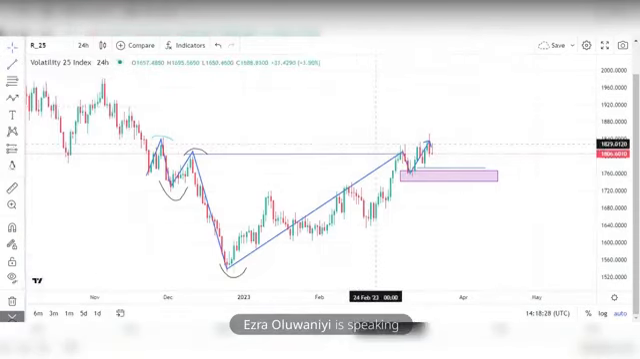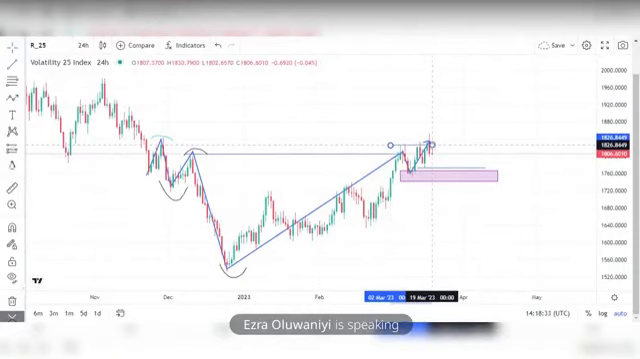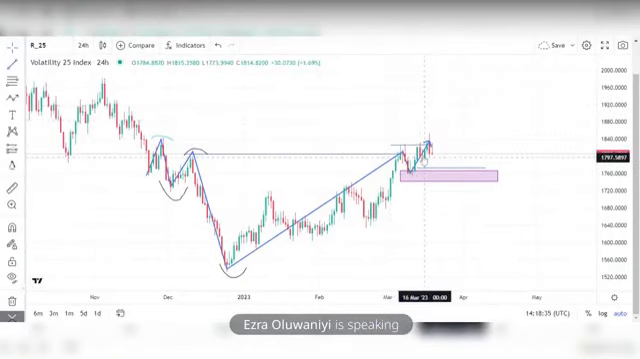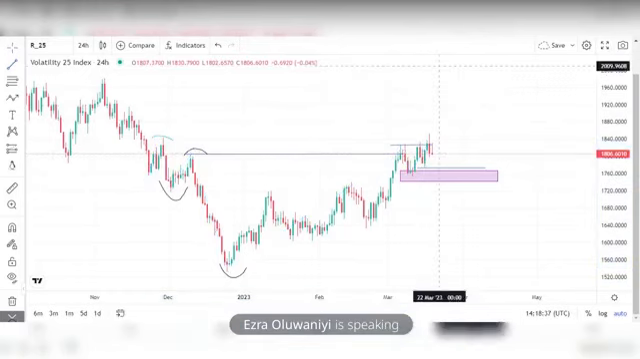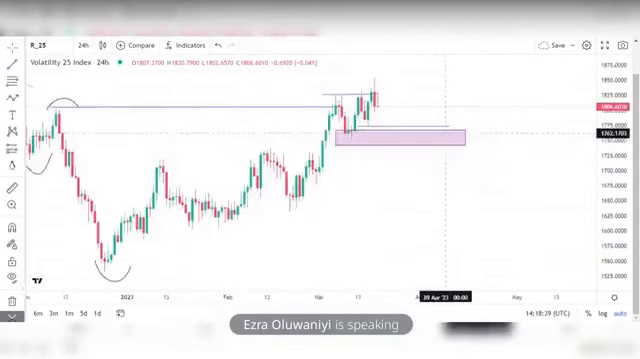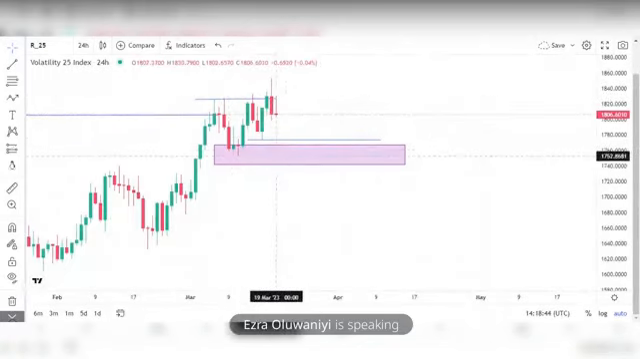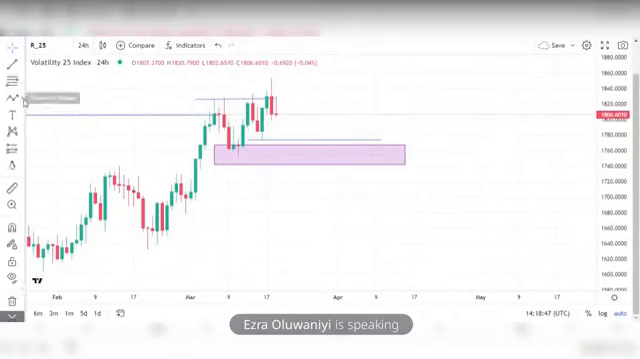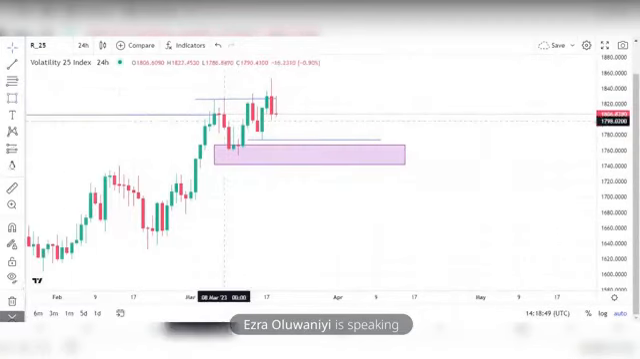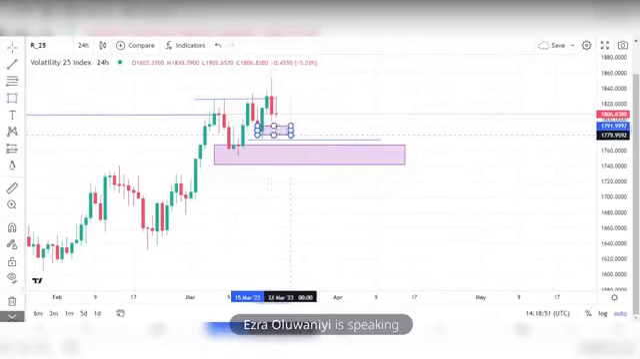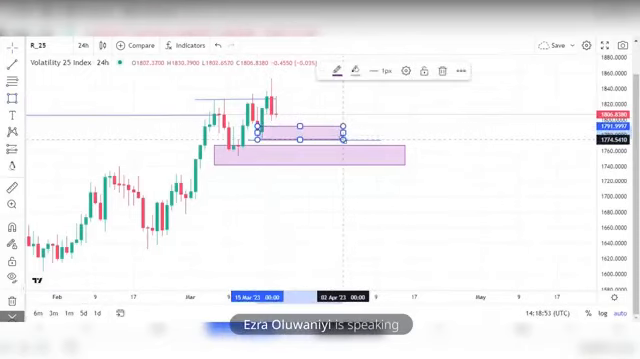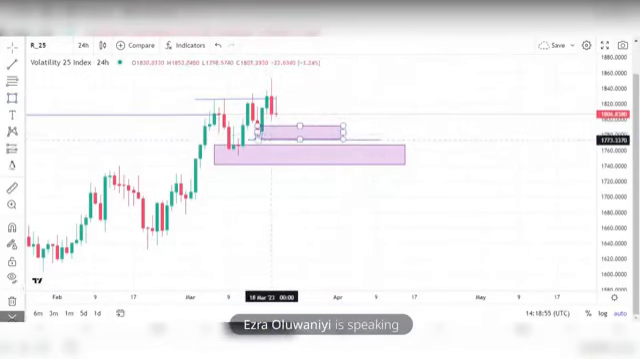So this is a break of structure here. I'm going to delete all this so that you can see that it's a break of structure. All right. So this is a break of structure around here. So you see price closed above. So I'm expecting price to retrace down into this zone. Some persons might be considering this zone here, but I wouldn't for certain reasons.